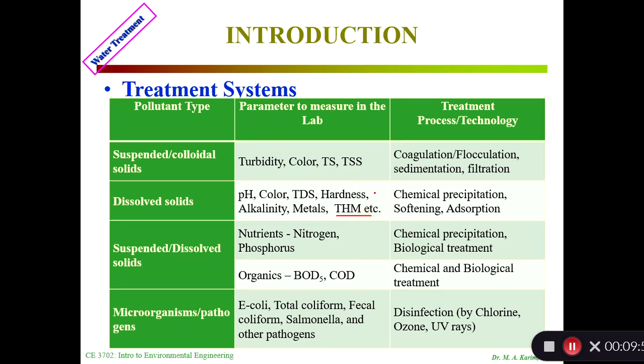Trihalomethanes come from the chlorination of water, from chlorine, fluorine, bromine, iodine, the halogen group, and other things like that. So chemical precipitation, softening, and adsorption are the treatment processes that can be used to remove those. Suspended and dissolved solids could be in both forms. Nutrients, nitrogen and phosphorus, could be both suspended and dissolved, depending on their state. Chemical precipitation and biological treatment can be used.